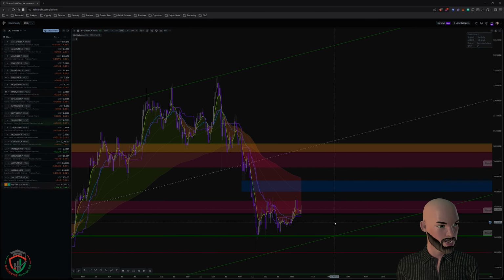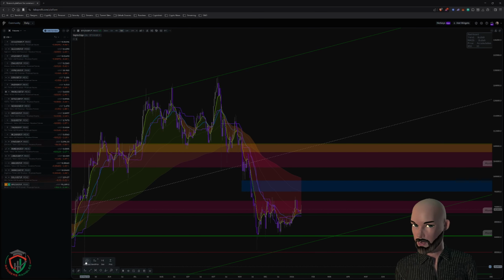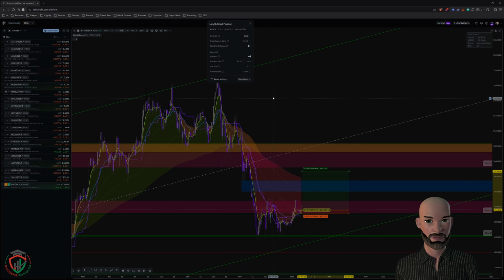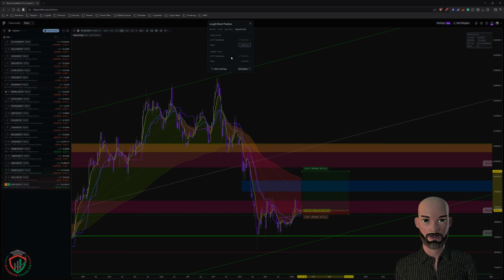so I do have a long one. This is my current position. I'll draw it on. Let me just do this. Go to settings, parameters, entry point. My entry point is 90,990.1. Okay, target point. Why is there no stop point here?